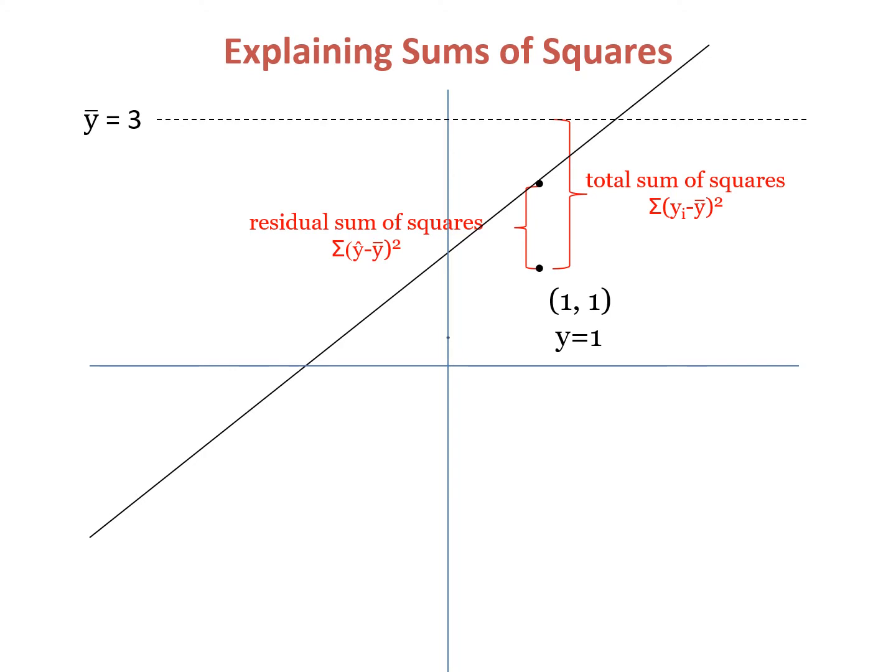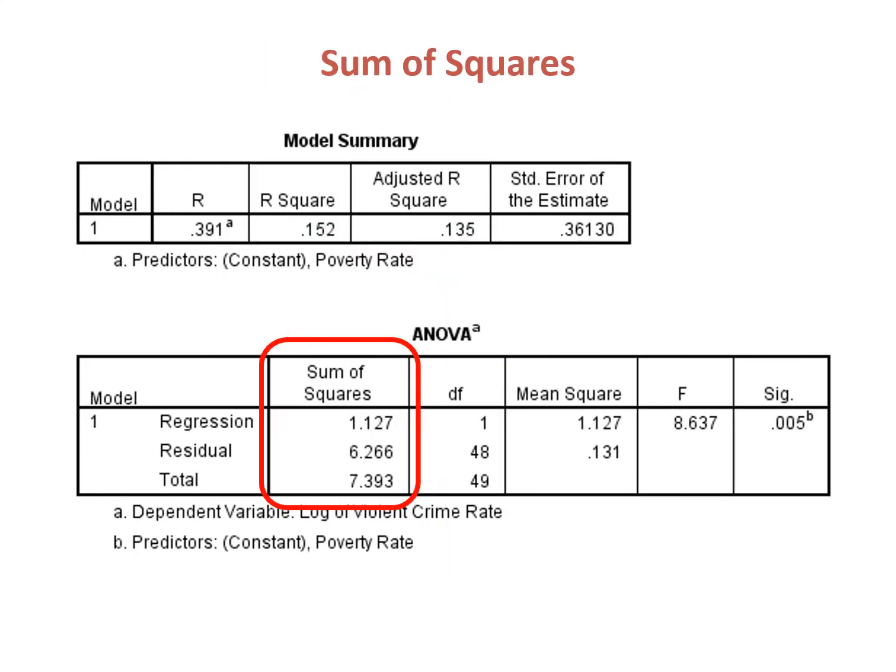The leftover, the distance between y and y hat, is also summed and squared. This number is what the model does not explain. It too goes by many names: the residual sum of squares, the error sum of squares, and the unexplained sum of squares. These numbers are reported in the first column of the ANOVA table and provide the basis for calculations in both the ANOVA and model summary tables.